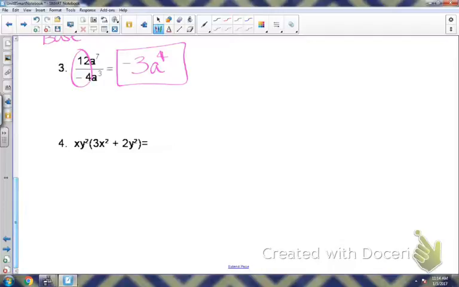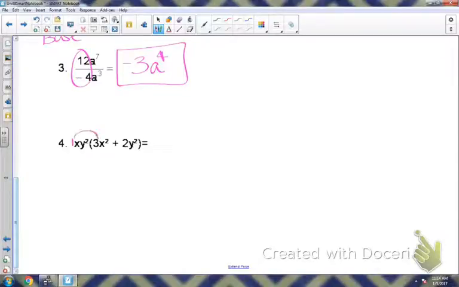Okay, so number 4, we have parentheses. We can't combine any terms. Like terms have the same variable and the same exponent. Okay, so what we're going to have to do is use the distributive property. First thing I'm going to do is put a coefficient in front of xy squared. So I'm going to put a 1 there.